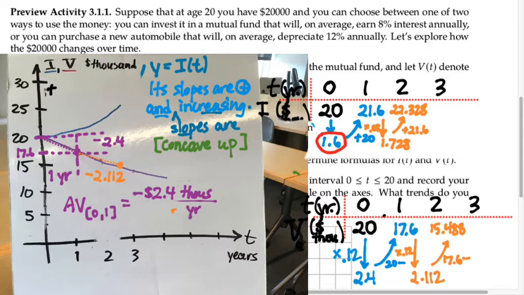So what can we say about this purple graph? Its slopes are what?